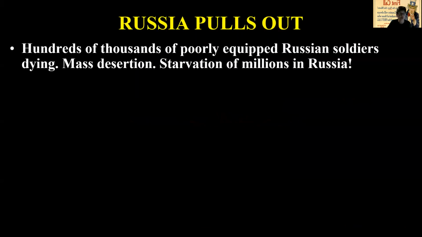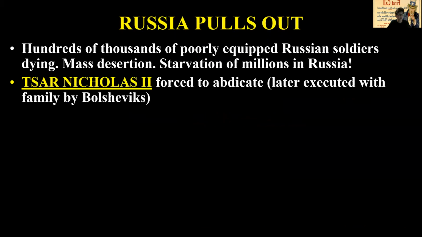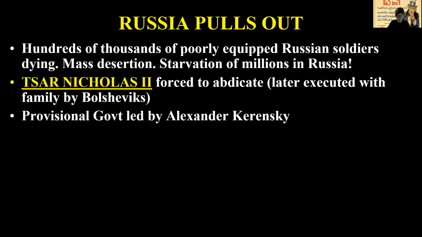So Russia pulls out of the war. There's hundreds of thousands of poorly equipped Russian soldiers. They're dying. There's mass desertion, starvation. Tsar Nicholas II, the Romanov, autocratic, absolute ruler, is forced to abdicate. He's later going to be executed with his entire family by the Bolsheviks, the communists. There is a provisional government set up, led by Alexander Kerensky. They still support Russia being in World War I.